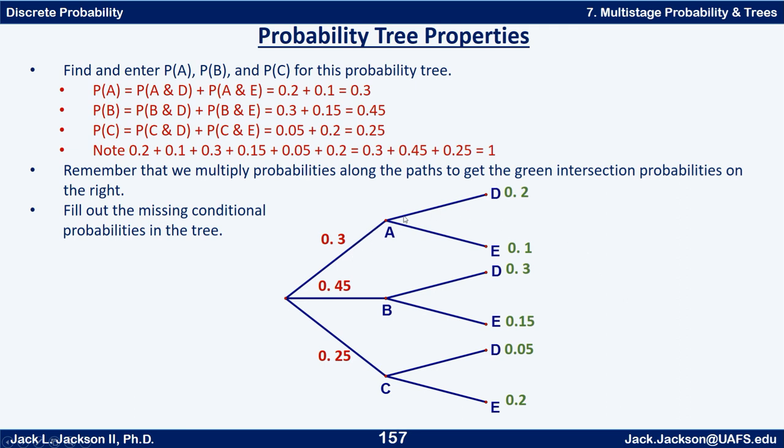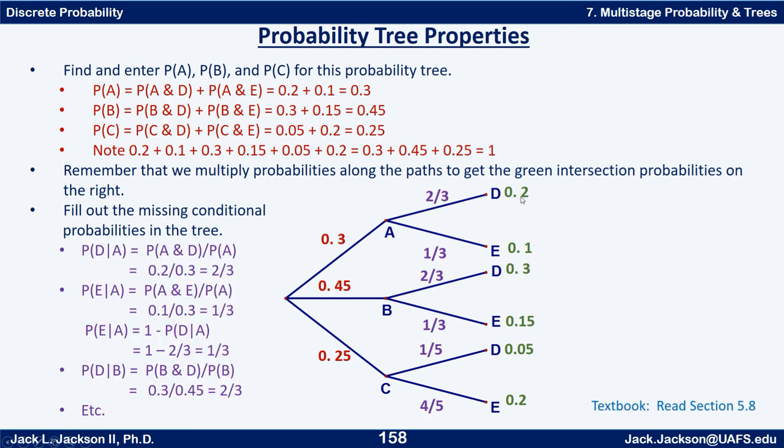Well, remember, we multiply these two, the missing one right here, times this one to get that. Well, if we know the answer to a multiplication problem in one of these, we can divide to get the missing one. So if we take the 0.2, the intersection, divided by the probability of the one we know, 0.3, that gives us 2/3 in fraction form, and that's the conditional probability. That's the definition of conditional probability. Similarly, the 0.1 divided by 0.3 is 1/3 for this one here.